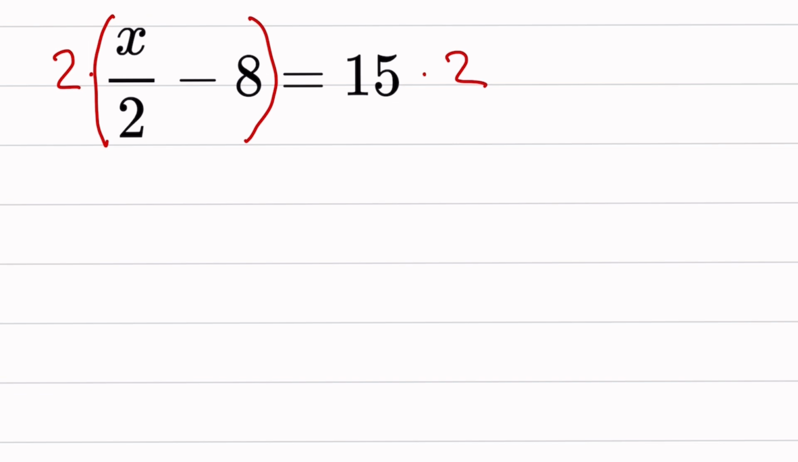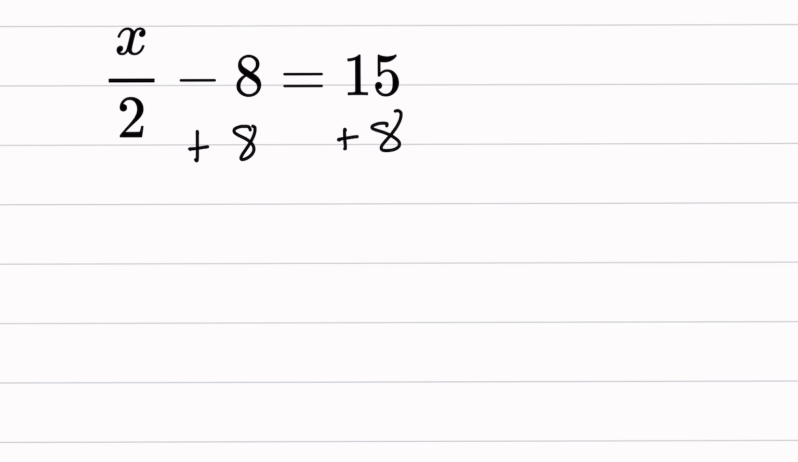And that's a little bit complicated. It's a little bit more complicated than is necessary. So I'm going to solve it a different way. And when we're done, I'll go back and I'll show you how to solve it by multiplying by 2 first. The easiest thing to do is to start by adding 8 to both sides. And that gives you x over 2 equals 23.